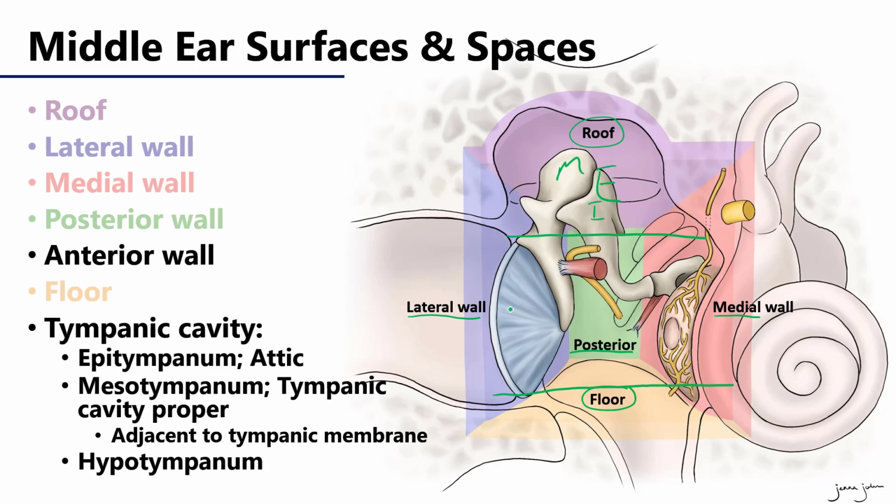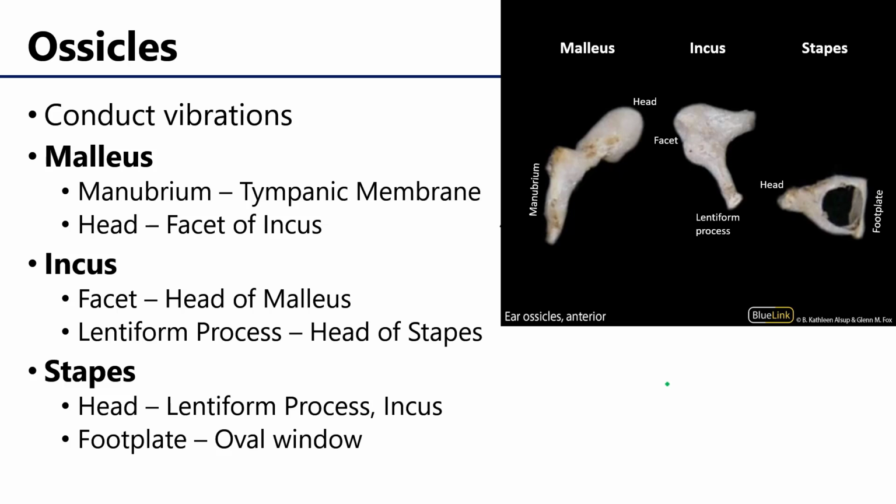Inferior to that and in line with the tympanic membrane is the mesotympanum, also known as the tympanic cavity proper. And below that space is the hypotympanum. The hypotympanum also has very few features. It includes a portion of the pharyngotympanic tube, and also that's where the tympanic nerve is going to rise from.